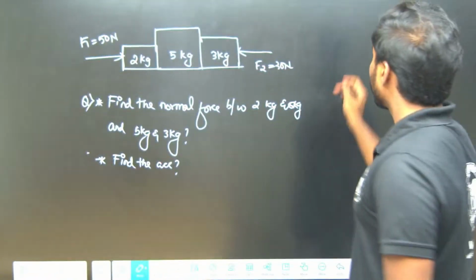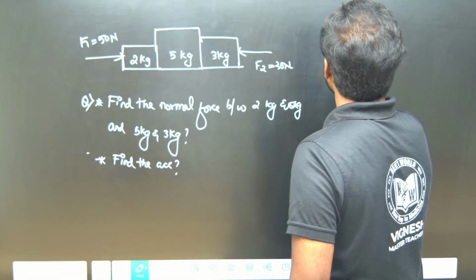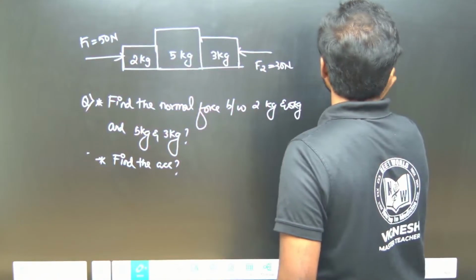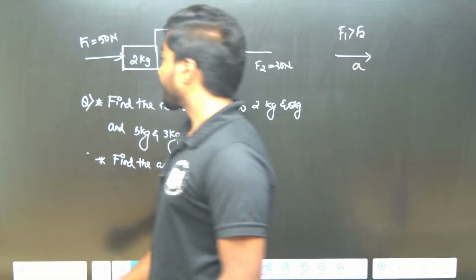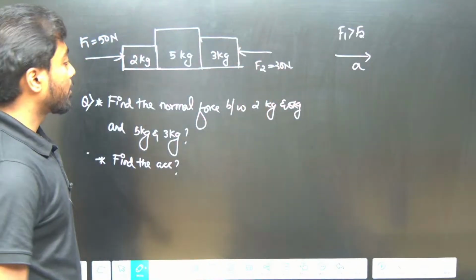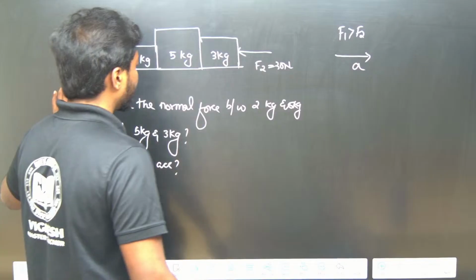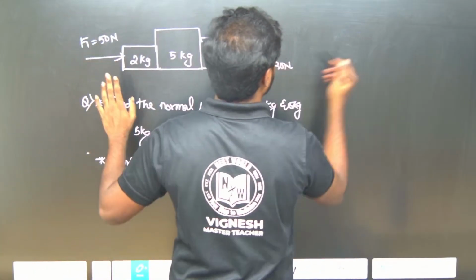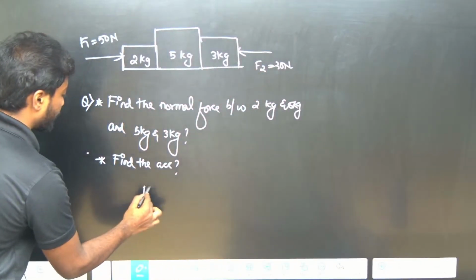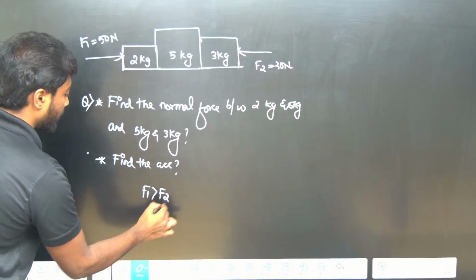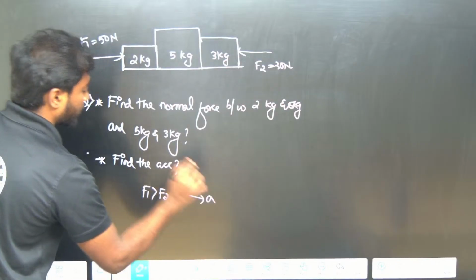Now can we see here F1 and F2? F1 is 50 Newton, F2 is 30 Newton. Which is the greater one? F1 is greater than F2, which means the object will go in this direction, acceleration is in the right direction. Let me take the block. F1 is greater than F2, acceleration in the right direction.